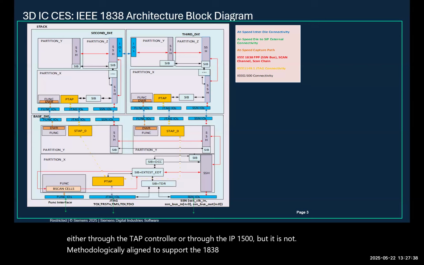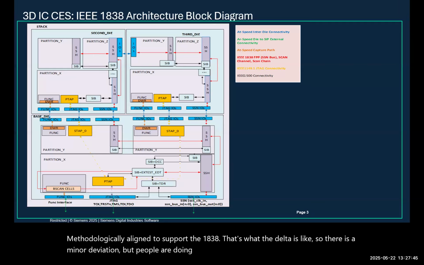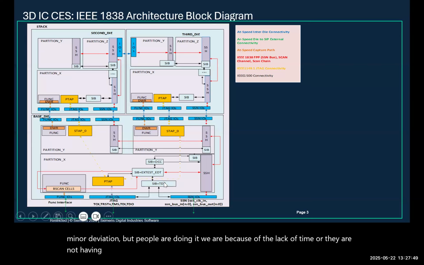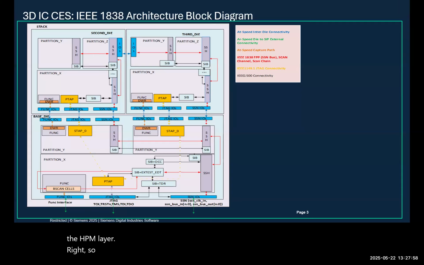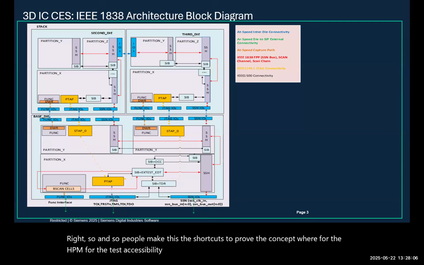That's what the delta is like. So there is a minor deviation, but people are doing it because of the lack of time, or they do not have the capabilities to build all this PTAP, STAP kind of infrastructure inside the HBM layer, right? Yeah. So people take shortcuts to prove the concept for the HBM test accessibility, like IEEE 1500. People are going with that.